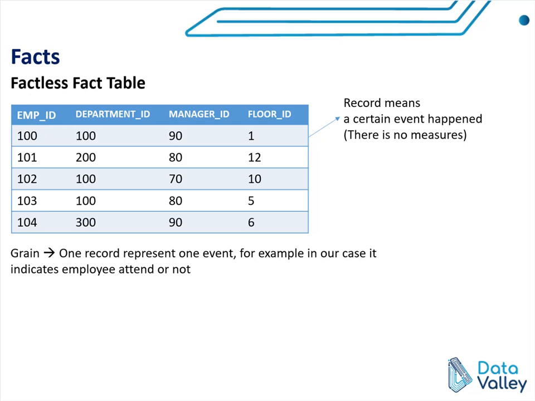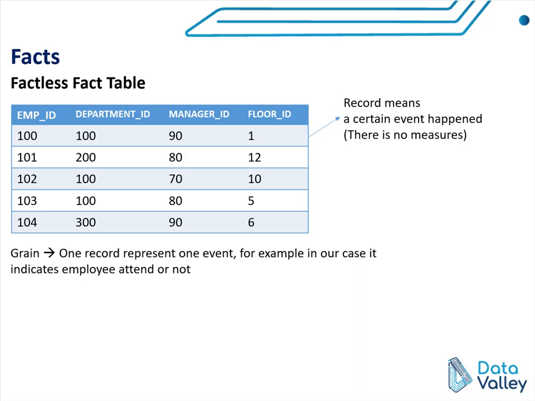without any measures we need to record. For example, the first record means employee ID number 100 in department ID number 100, whose manager ID is 90, has accessed or signed in to floor ID number 1. So we don't have any measures, we are only registering or recording certain events.